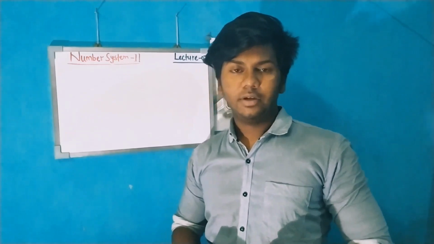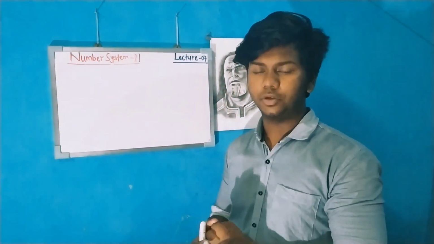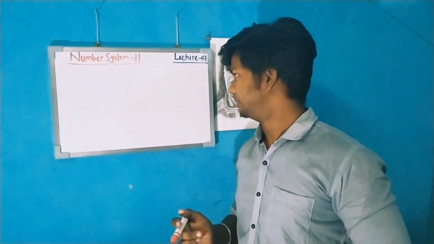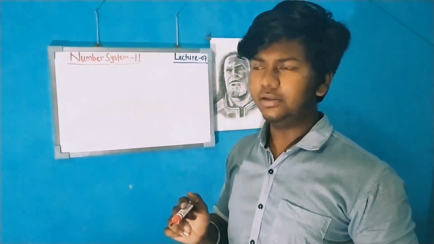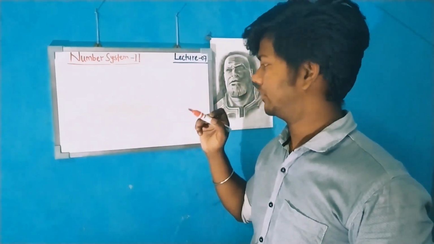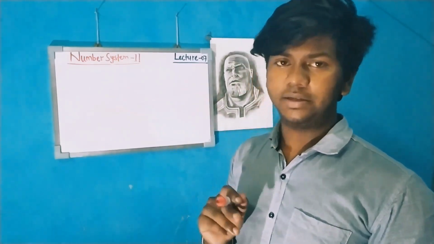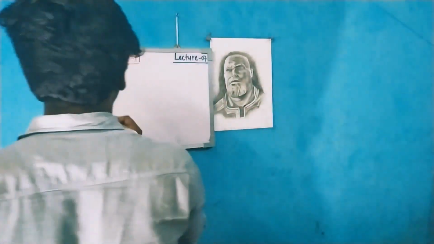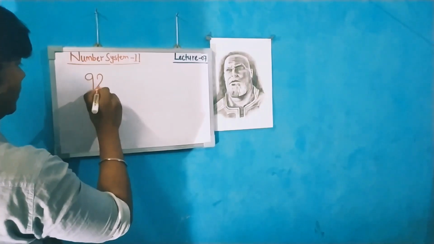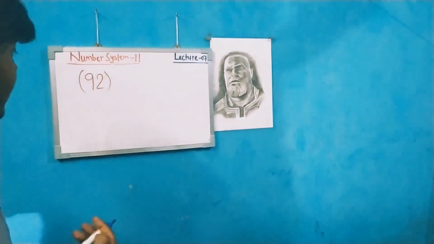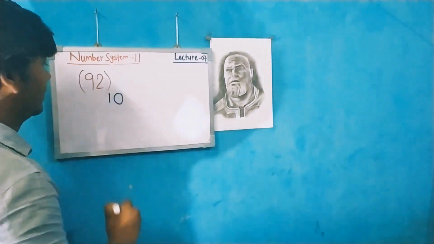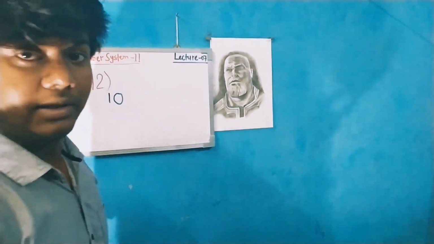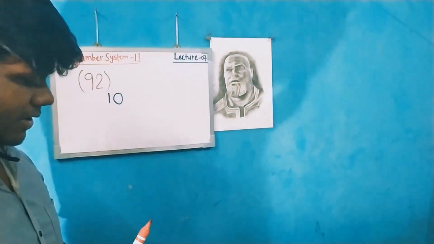Now we convert a number from decimal to hexadecimal. We use the same process. We divide the number by 16 and write the remainder on the right hand side, and after that we draw a line and it gives the equivalent hexadecimal of that decimal number. Take an example, just like here 92. 92 here is a decimal number because the base is 10 here. How do we convert this number 92 into hexadecimal?